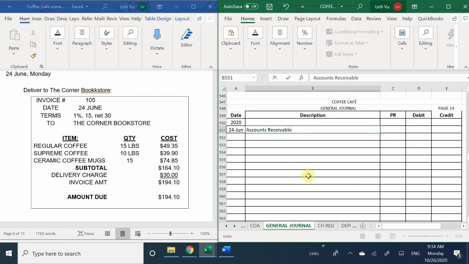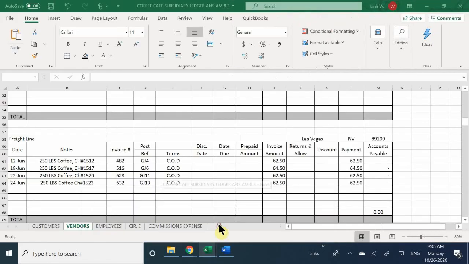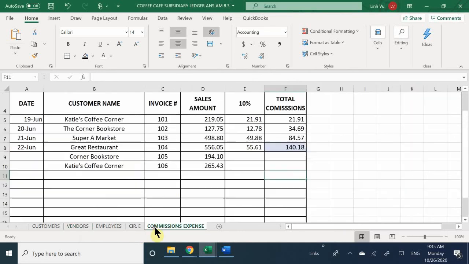Good. Accounts receivable. First, we can update the commissions also, the calculation. Speaking of commissions, subsidiary commissions, we forgot to update the previous one for Katie's Coffee Corner. Thank goodness it was the same day. So are we updating the commissions also for the Corner Bookstore? Mine as well. Okay.